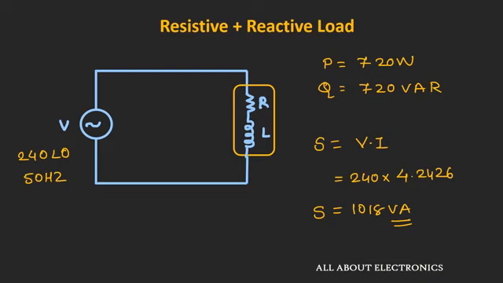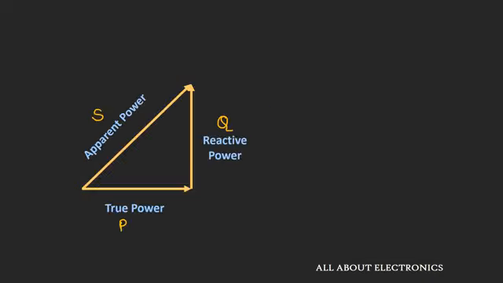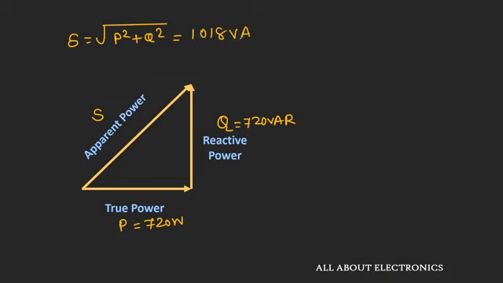Now suppose if you want to represent these three powers on the phasor diagram, then it can be represented using the power triangle. So here this true power is 720 watt, while this reactive power is 720 VAR, and the vector sum of the true power and the reactive power represents the apparent power. So the apparent power S is nothing but the square root of P square plus Q square, and it will come out as 1018 volt ampere.